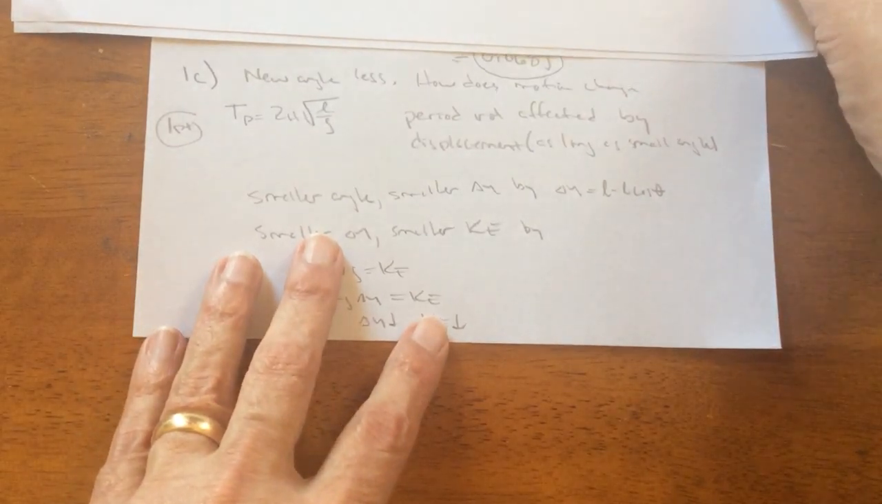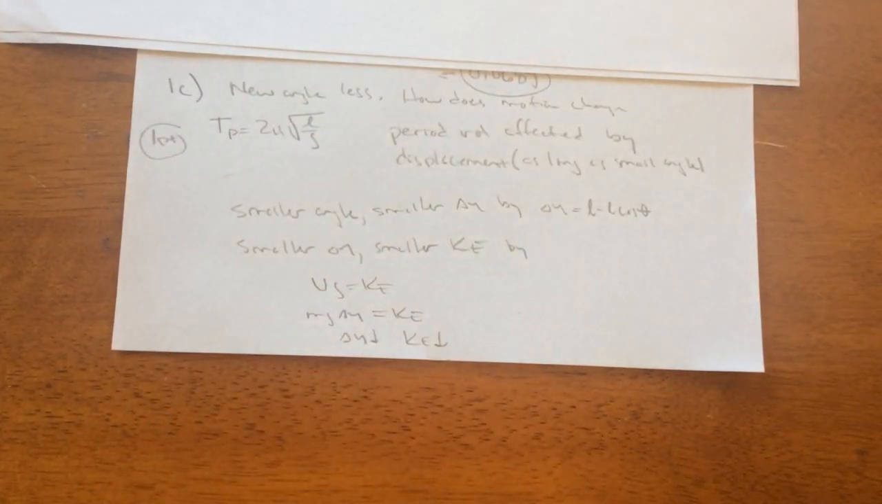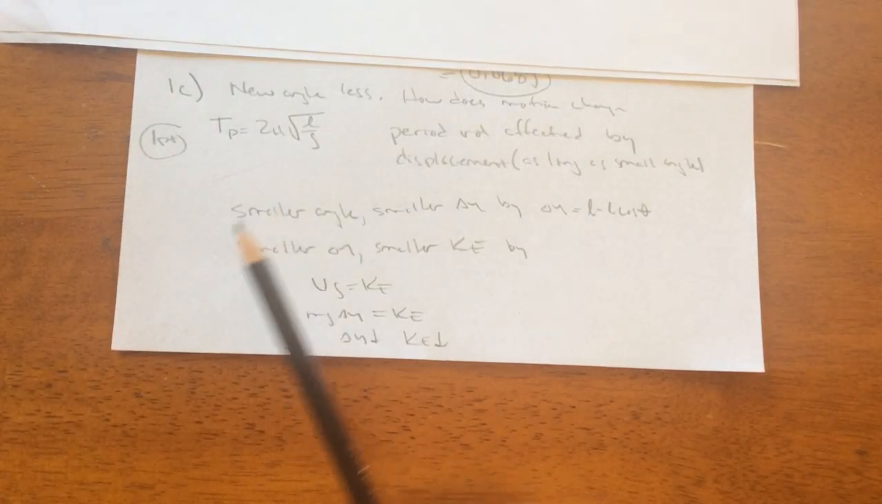Last one. New angle is less. How does your motion change? So you, 2 points. I think it's 2. I'll have to look. You can't just say, teammates, if you just say it doesn't change, you get no points. Even though you're right, you will get 0 points for that. You want to say why it doesn't change, Mr. Reader person.